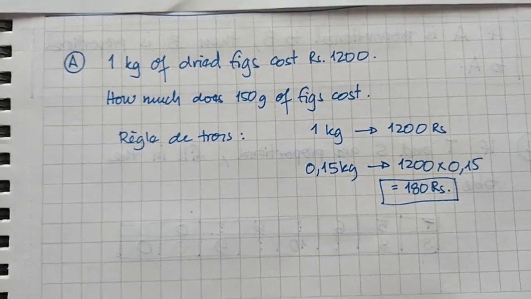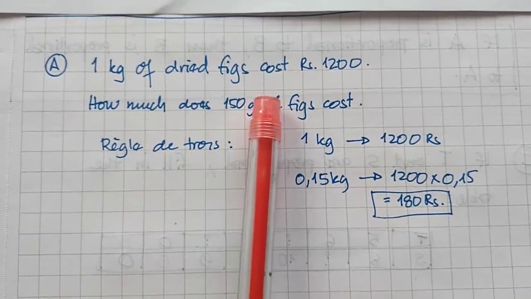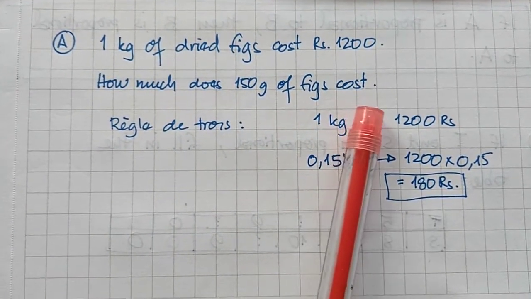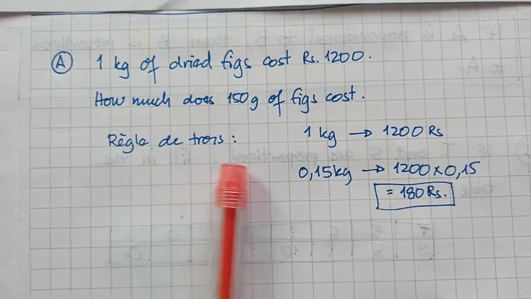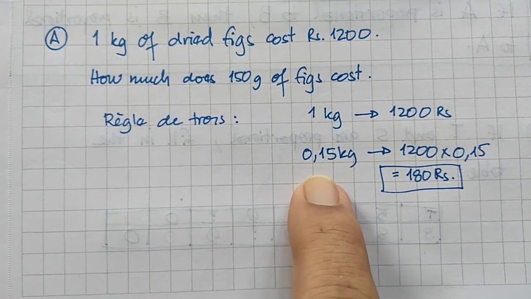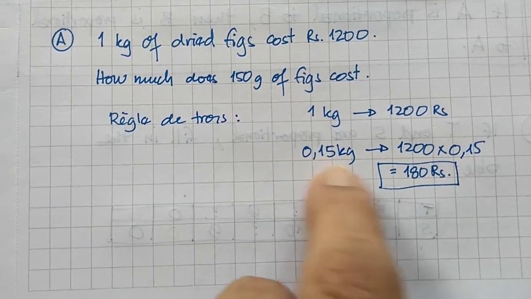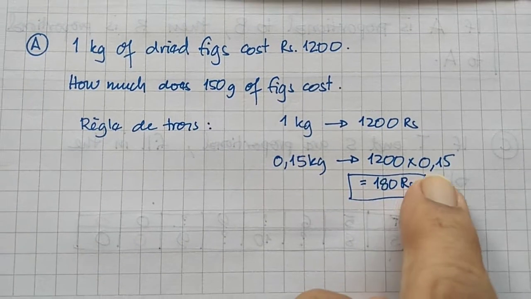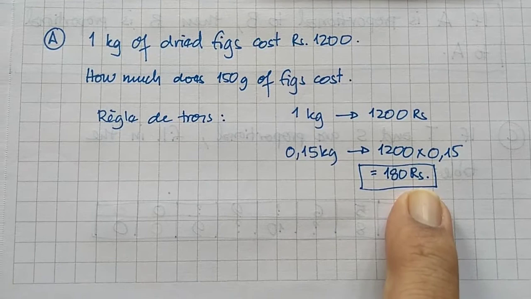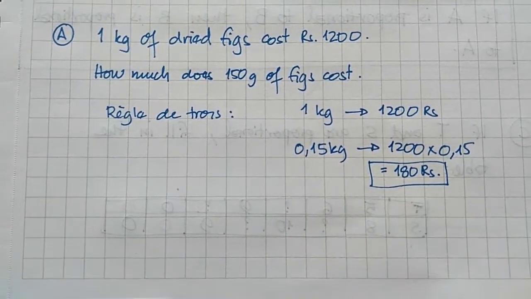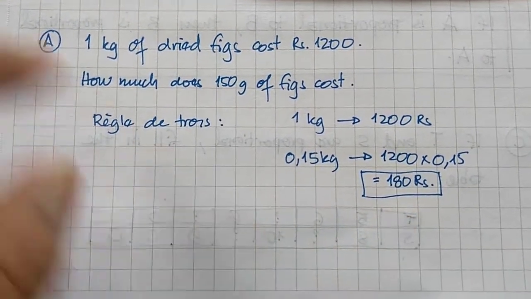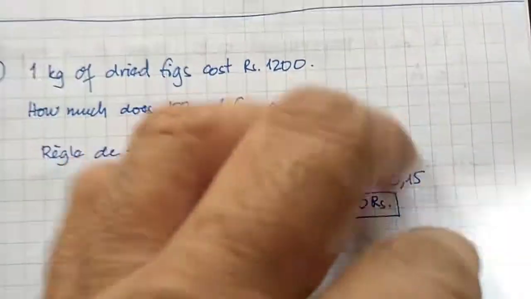So the first problem was: 1 kg of dried figs costs rupees 1200. How much does 150 grams of figs cost? Now this is a simple règle de trois. For 1 kg you have to pay 1200 rupees. So for 0.15 kg, which is what 150 grams is, you have to pay 1200 into 0.15, which is equal to 180 rupees. Remember, the rupees is important, otherwise it is wrong.